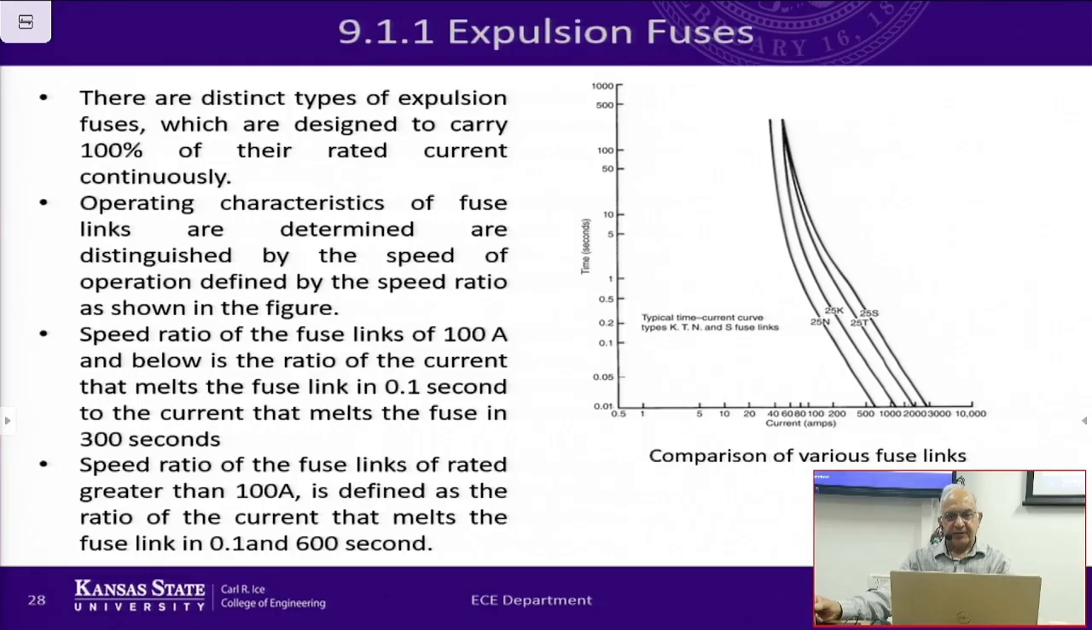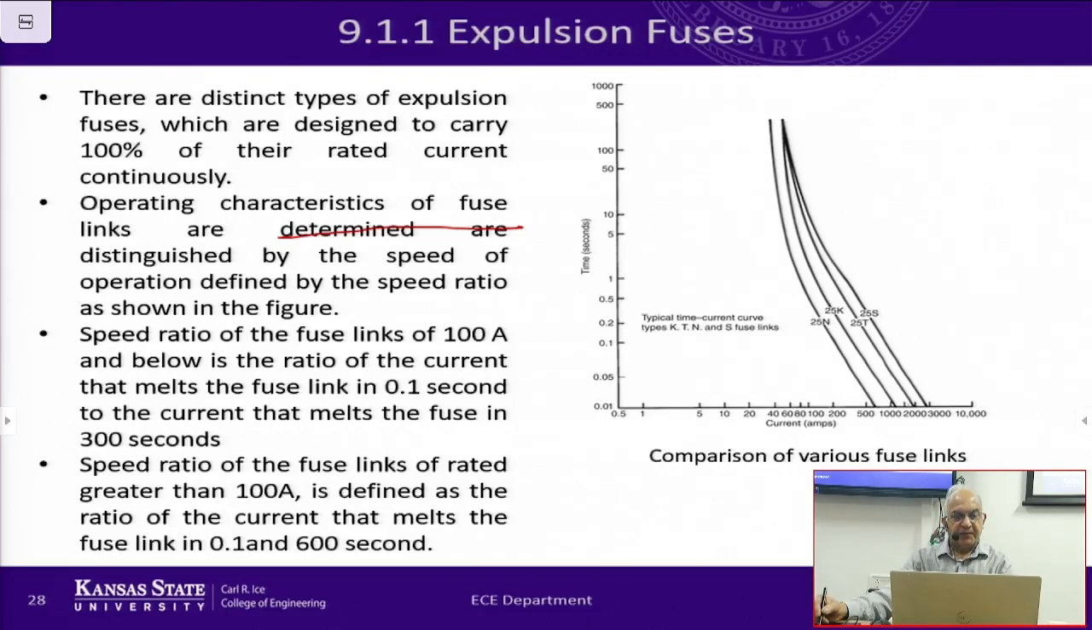Typically they will carry 100% of their rated current continuously without melting. But anytime the current exceeds that, then of course they will melt. The operating characteristics of fuse links are distinguished by the speed of operation defined by the speed ratio.